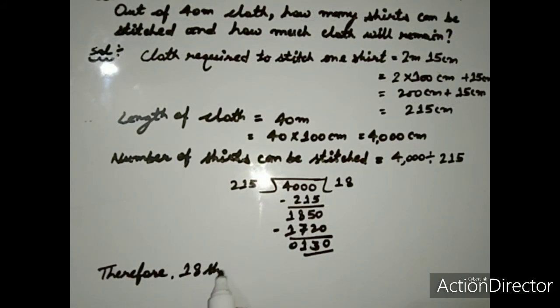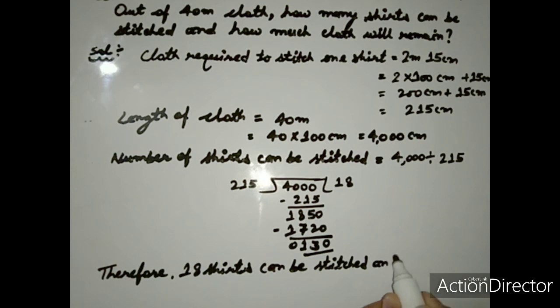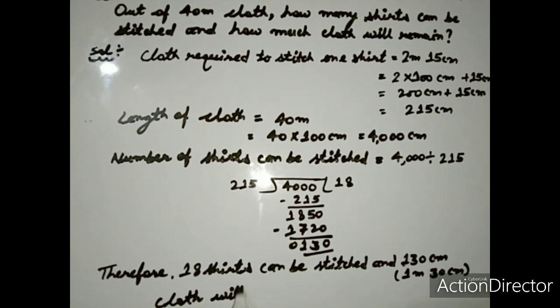18 shirts can be stitched and 130 centimeter, and we also write 130 centimeter as 1 meter 30 centimeter, of cloth will remain.